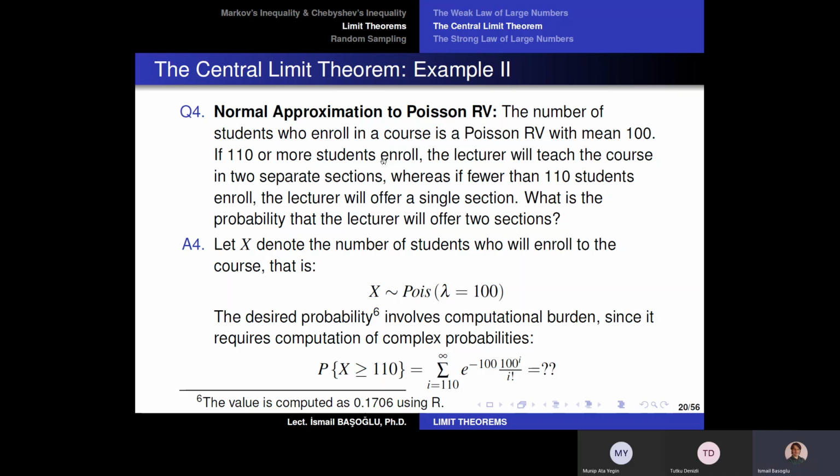with mean 100. If 110 or more students enroll, the lecturer will teach the course in two separate sections.